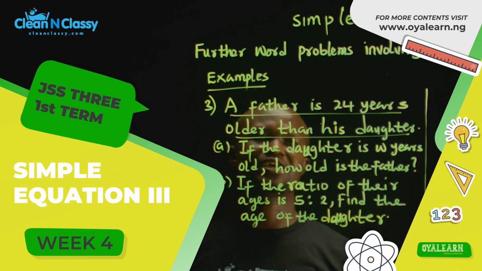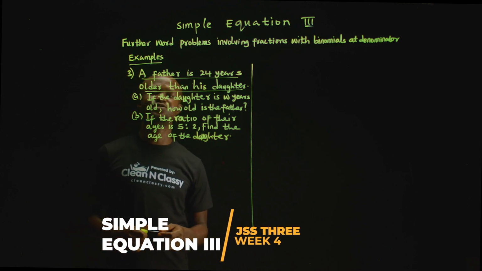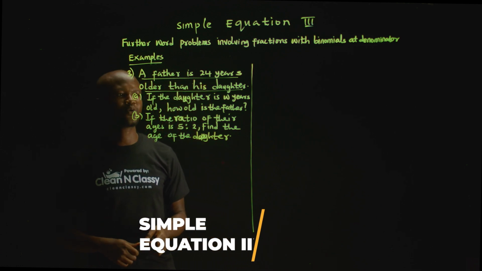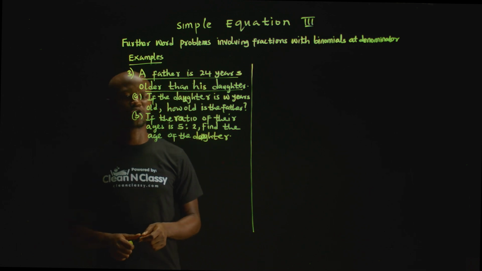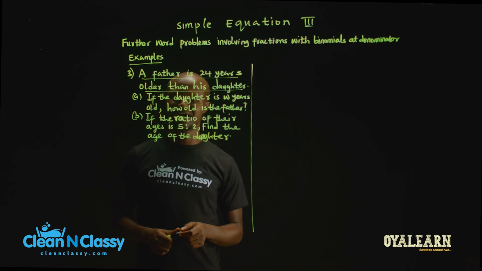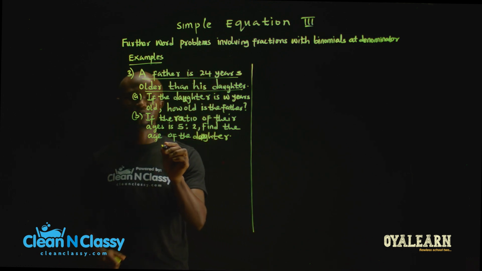A father is 24 years older than his daughter. A. If the daughter is W years old, how old is the father? B. If the ratio of their ages is 5:2, find the age of the daughter. Solution.